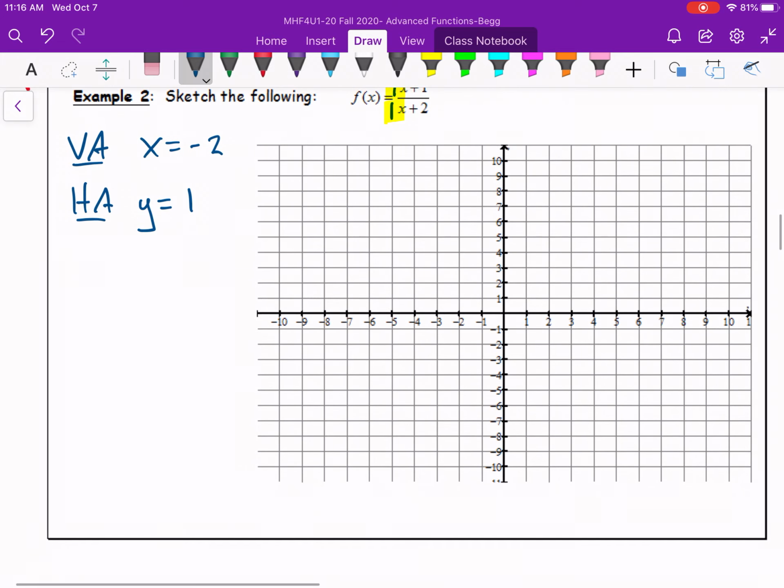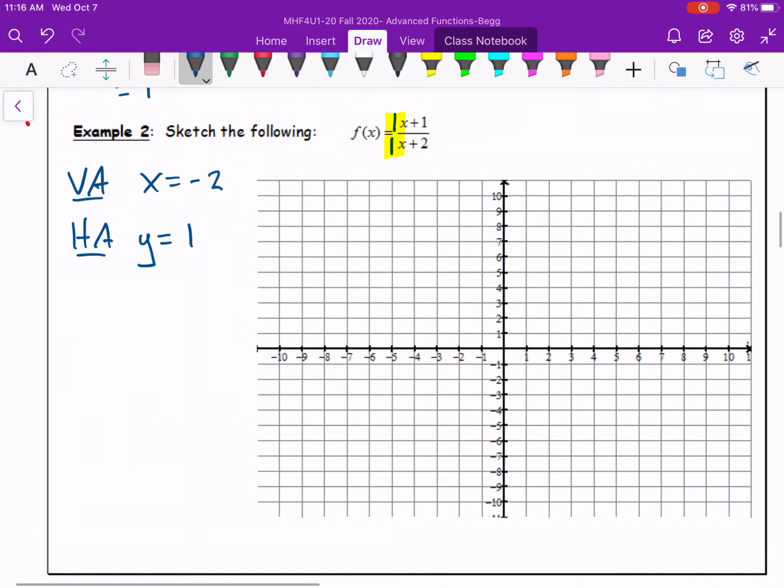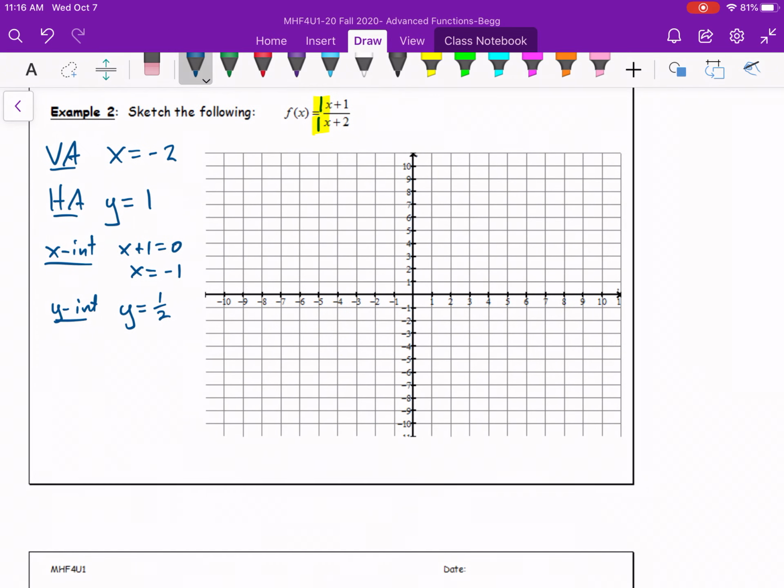So it's not the x-axis this time, it's y equals 1. We're going to have an x-intercept in this case where the denominator, sorry, where the numerator equals 0. So if I let x plus 1 equal 0, then my x-intercept is going to be at -1. My y-intercept is going to occur where, when I let x equal 0, what am I left with? I'm left with a half, just 1 over 2. So again, we can draw our sketch.